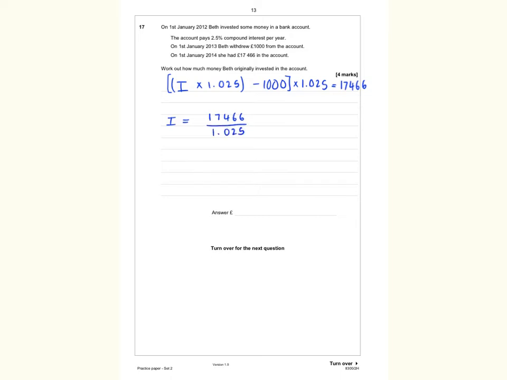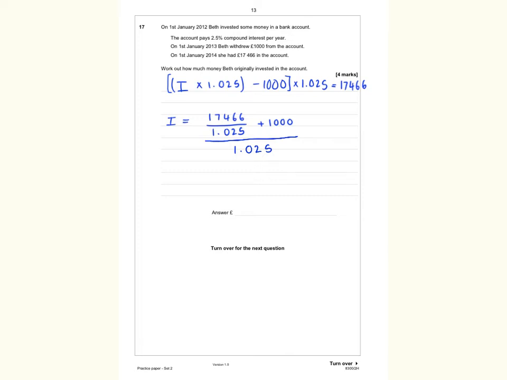I'm going to divide that by 1.025. Because I'm timesing by 1.025 here, I'm dividing it here. Then the next stage would have been to add 1,000 to that. So then I need to add 1,000 here, and when I've added the 1,000, I'm just left with this part, and to get I on its own, I need to divide by 1.025 again. So I need to divide all of this amount by 1.025. And this should give me the value of the initial investment.